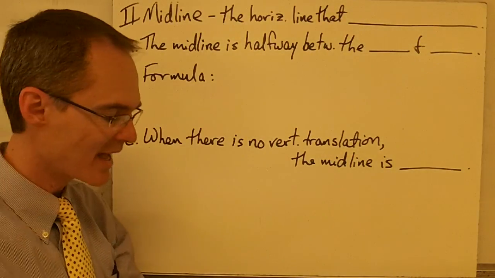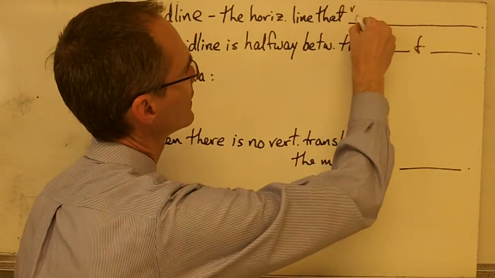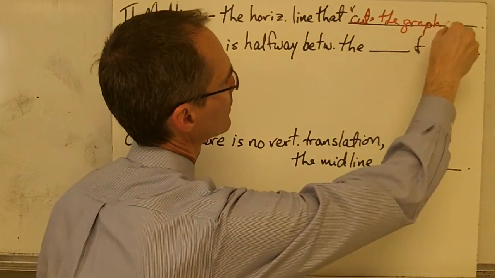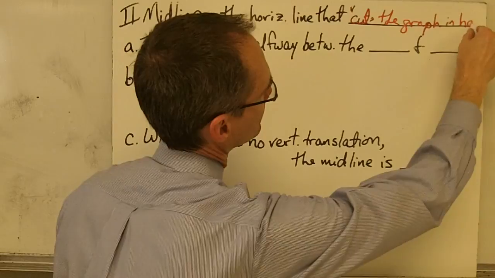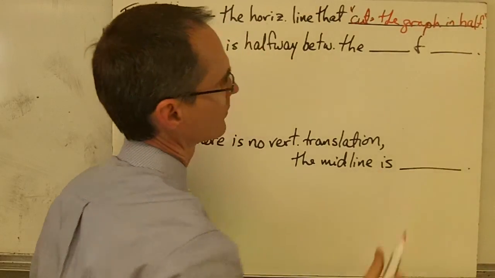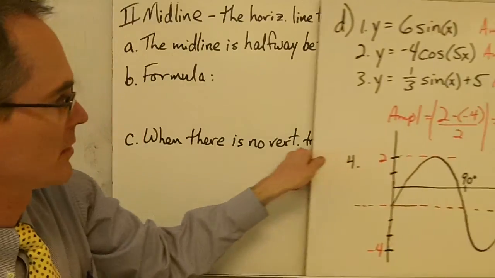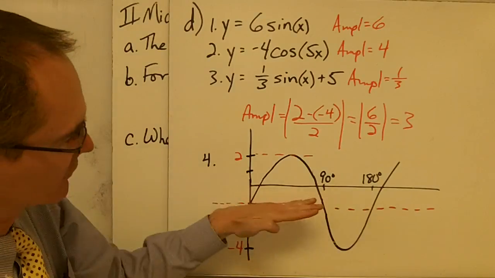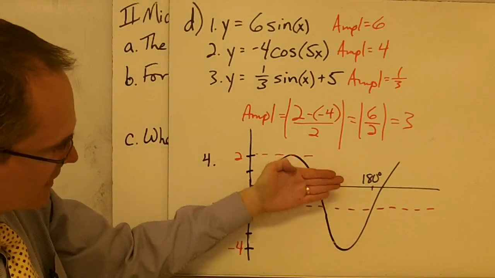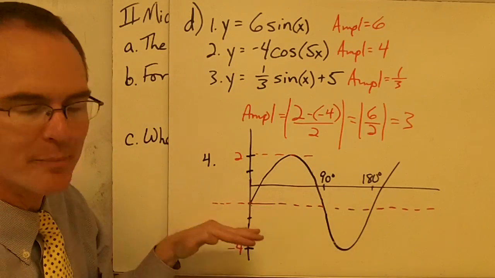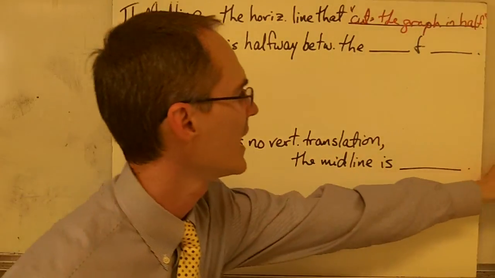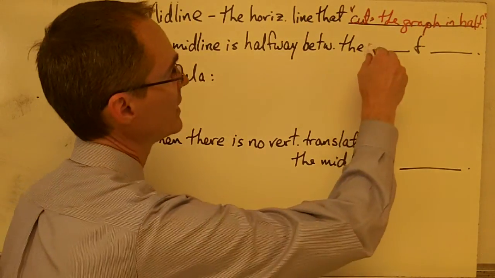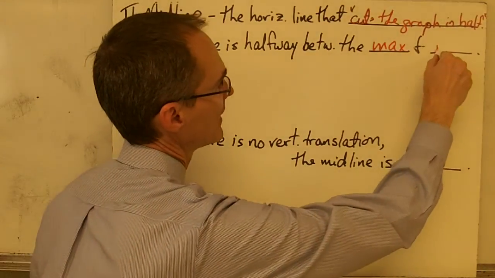Okay, the midline. The midline is just a horizontal line that cuts the graph in half. And we saw that before on this previous picture, this line right here, it kind of cuts the graph in half. It's not quite the same as a line of reflection because it doesn't technically create mirror images, but it does go right through the middle of the graph there. So that horizontal line that cuts the graph in half, that's called the midline. The midline is always halfway between the maximum and the minimum.